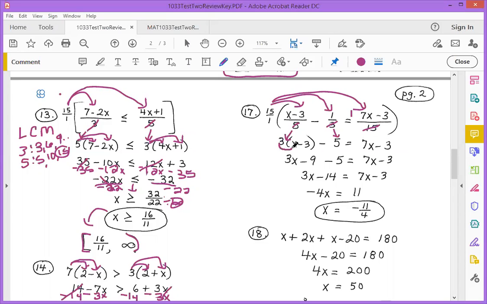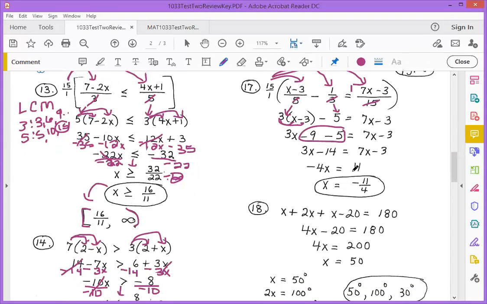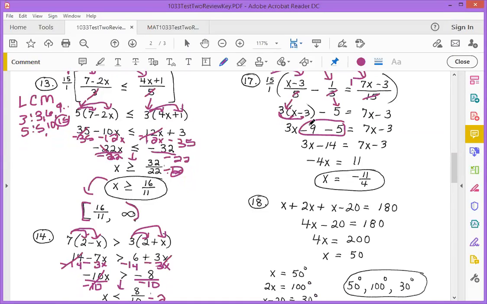We're distributing here on the left side. 3 times x gives us 3x. 3 times the -3 gives us -9. We'll carry down our -5, carry down our equal sign, and 7x minus 3. We can combine these like terms. -9 minus 5 leaves us with -14.